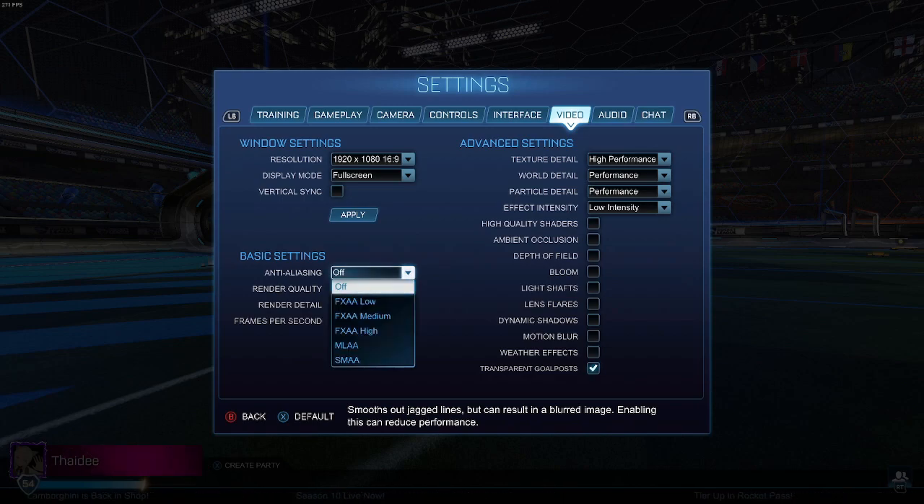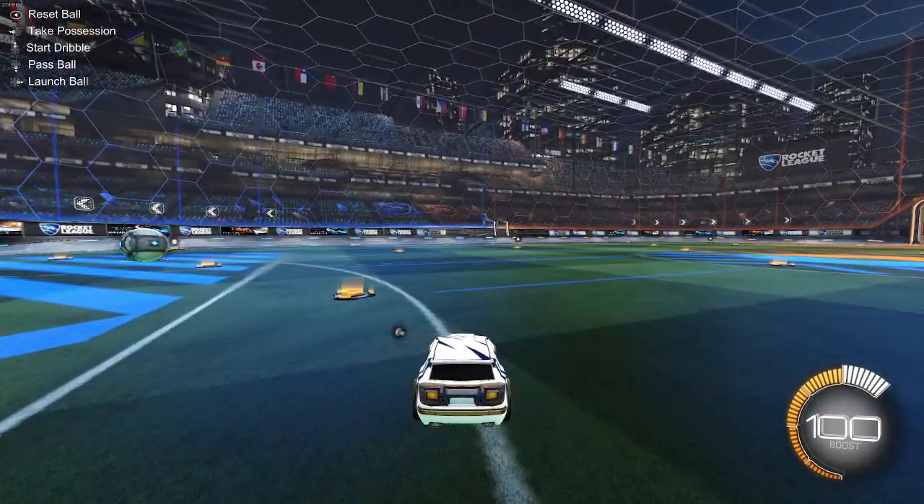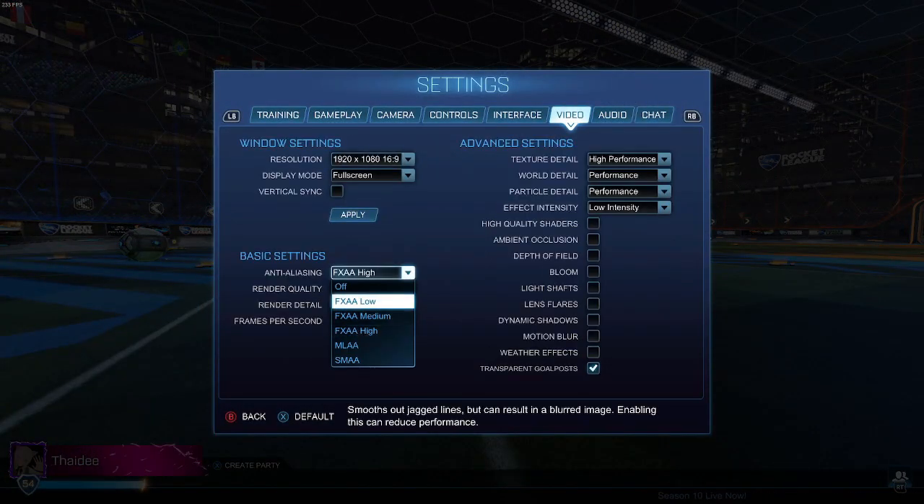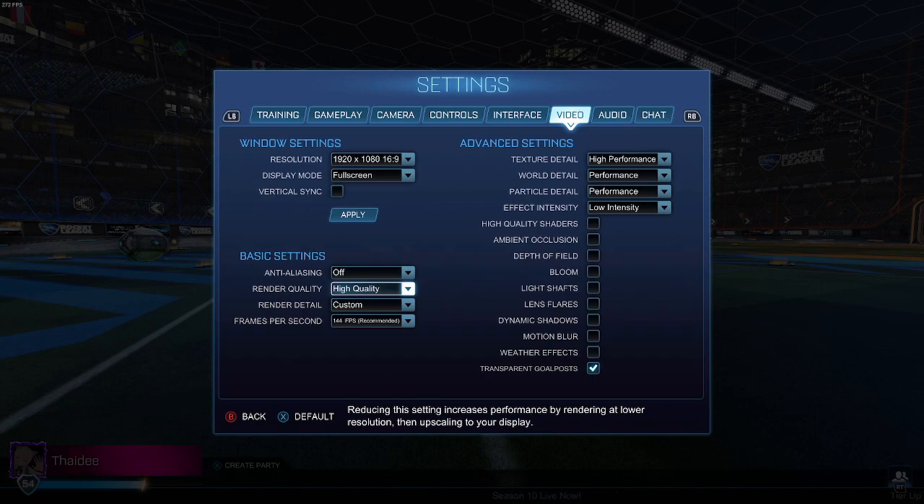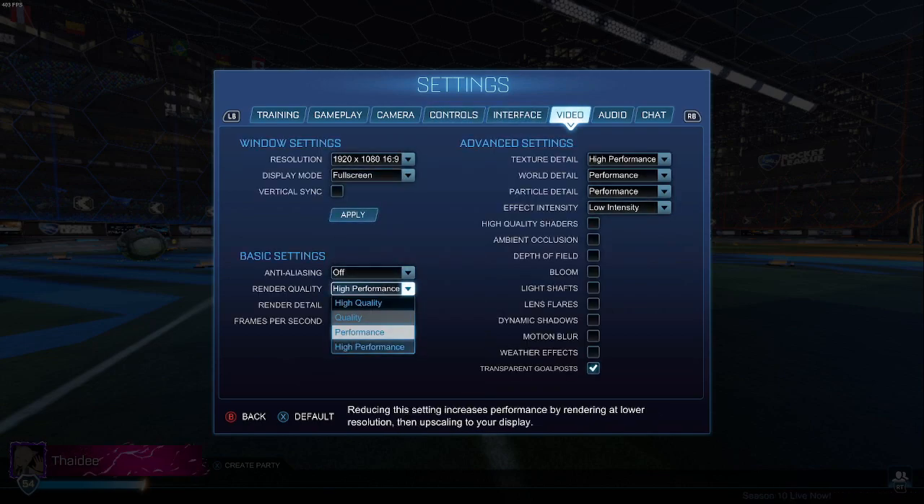So anti-aliasing, same thing. Not really the same as vertical sync, but this makes your game have less jagged edges. But you can see that now it's a little blurry. So I think most pros have this off, but it's really up to you how you prefer the game to look. Under quality, this should be high. If we go to high performance, we can see it's very ugly. So you want to keep that on high quality.